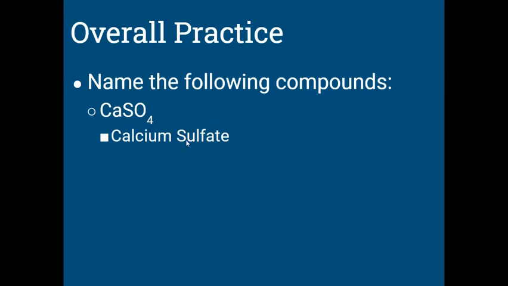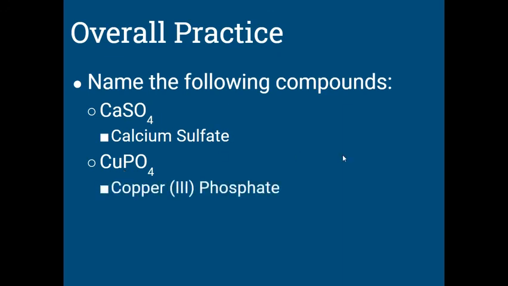Again, we don't need a Roman numeral, but the base rule is to write the full name for the metal and then the full name for the polyatomic, which is sulfate. And if we've got CuPO4, copper is not an element that I can tell its charge based on its location. It's in the transition metal block. So I have to look at the fact that it's bonded to this phosphate polyatomic, which has a -3 charge, and there's only one phosphate ion. So then this copper has to be +3. So I would call that copper 3 phosphate.